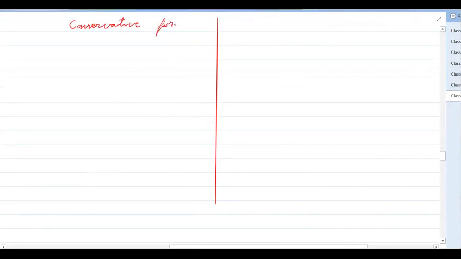Conservative force and non-conservative force. Okay. So what is a conservative force? First, the work done is path independent.